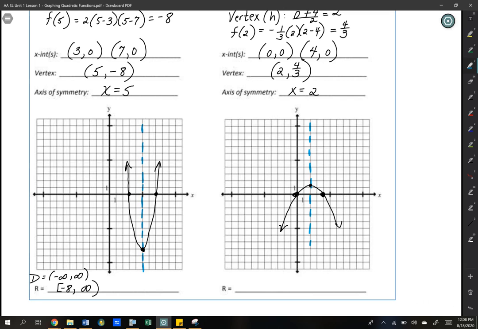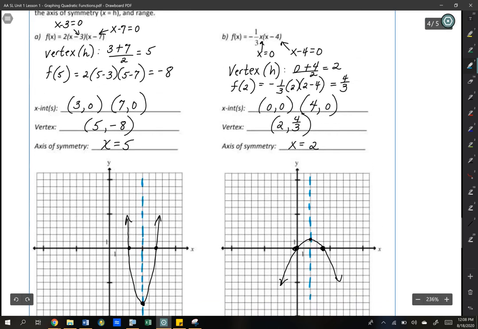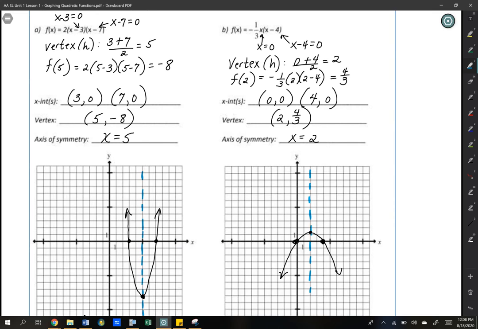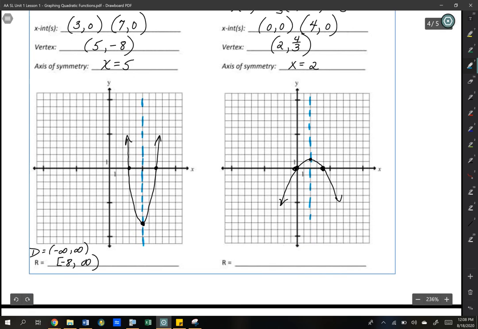Okay, now that we have the sketch, I think it's important to note that we did have a negative in front of the 1/3, and that does mean our a value is less than 0. So that means that our graph is going to be pointing down, and it is. It's a little confirmation that we did it right. Domain is going to be all real numbers. And the range is going to go from negative infinity up to and including 4/3.